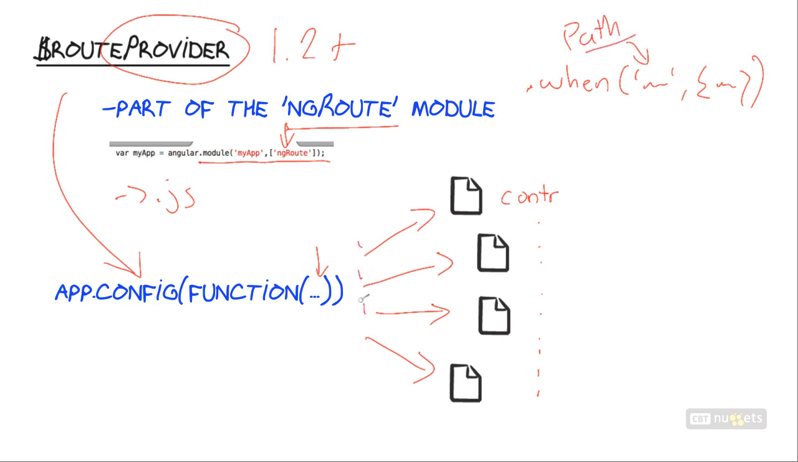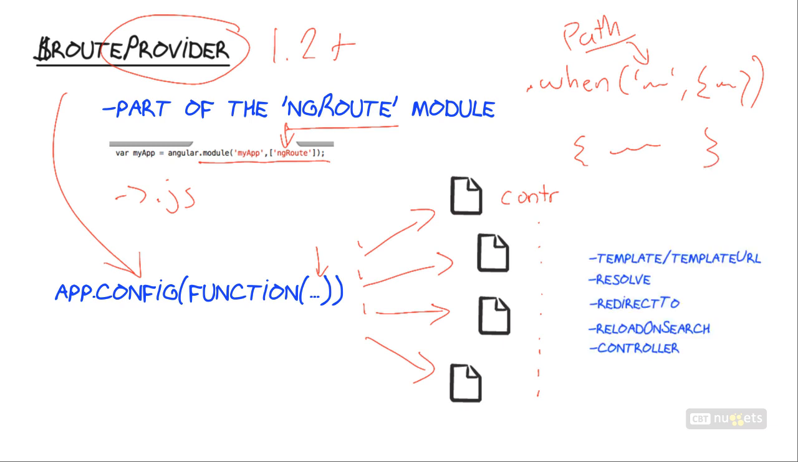So that just says, hey, when we match this path, use this second object, the configuration object, to figure out exactly what we're going to do. And the configuration object has a number of different parameters that we can associate with it. First, it's got a template or a template URL that just says, hey, here's what we're going to show, here's what we're actually going to display for this particular path.